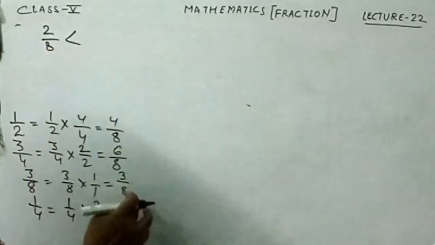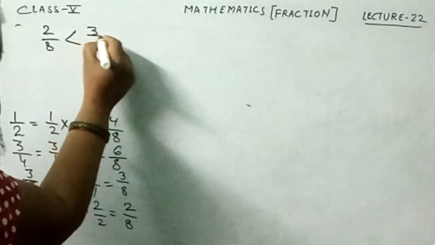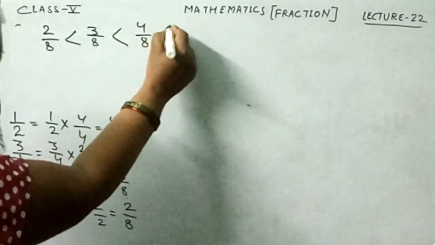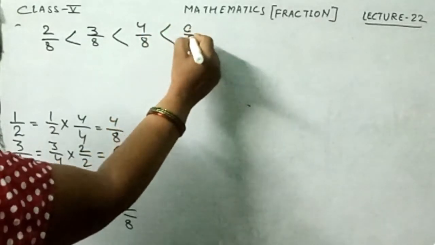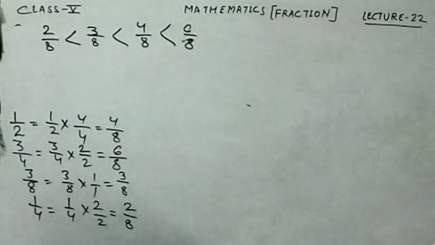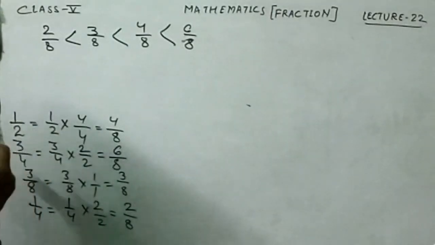That is less than which number? After 2, which number is here? 3 by 8. And 3 by 8 is less than 4 by 8, and 4 by 8 is less than 6 by 8. This is the way to find the ascending order and descending order. And this is the ascending order.